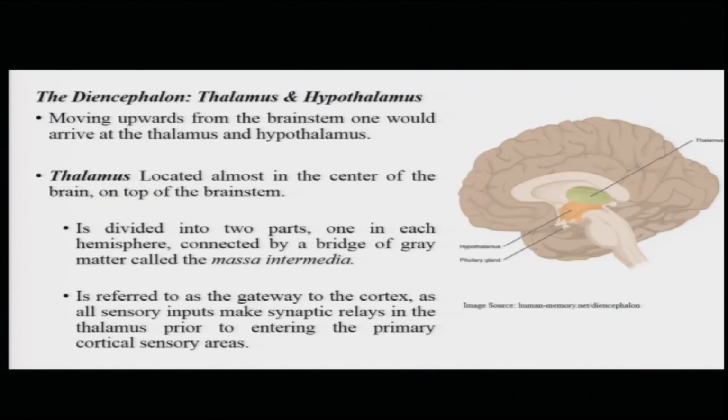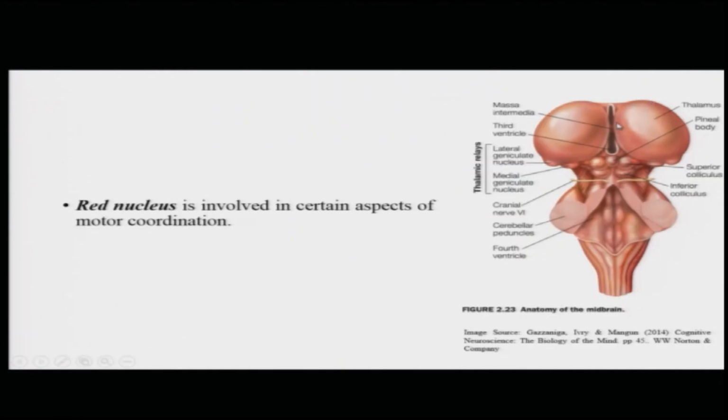Finally, we can move slightly more upwards, more internal from the brainstem and midbrain, and talk about the diencephalon, which contains the thalamus and the hypothalamus, also the pituitary gland. So, let us talk about the thalamus and the hypothalamus. Now, the thalamus is located, as you can see, almost in the center inside of the brain, and it is connected by a bridge of grey matter called the massa intermedia. You can see the massa intermedia here somewhere.